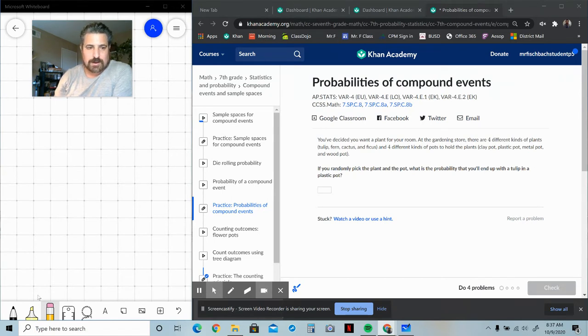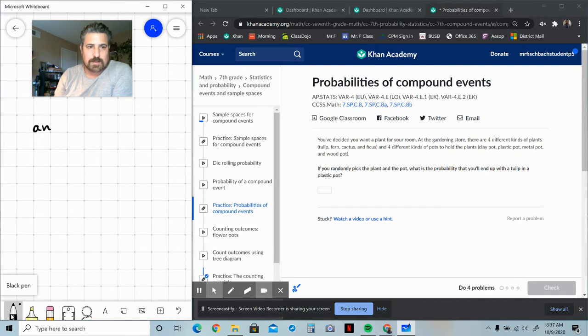So the first thing you have to figure out is this is a compound event, which means, and remember in probability, the idea of and means multiply. So when you see and in probability, you should think multiply. We want a randomly selected item. So we're really talking about the probability of a plant and the probability of a pot. This is a probability of a specific plant and pot, and the one we're looking for is probability of tulip and plastic.